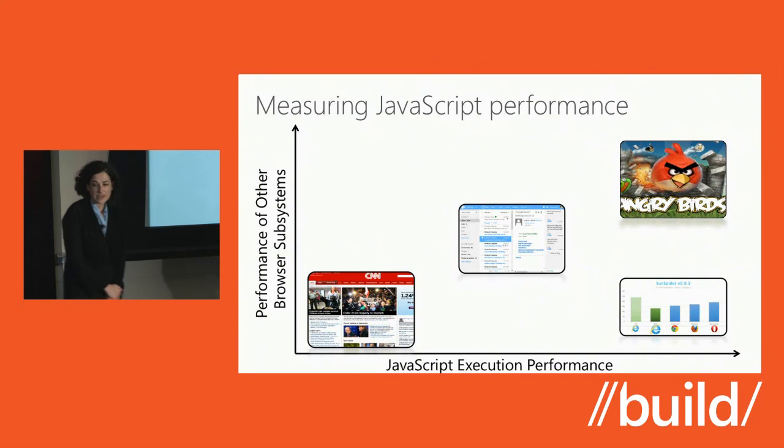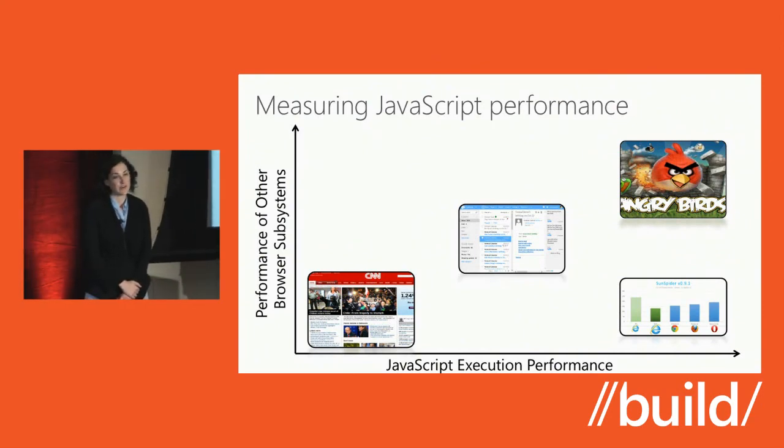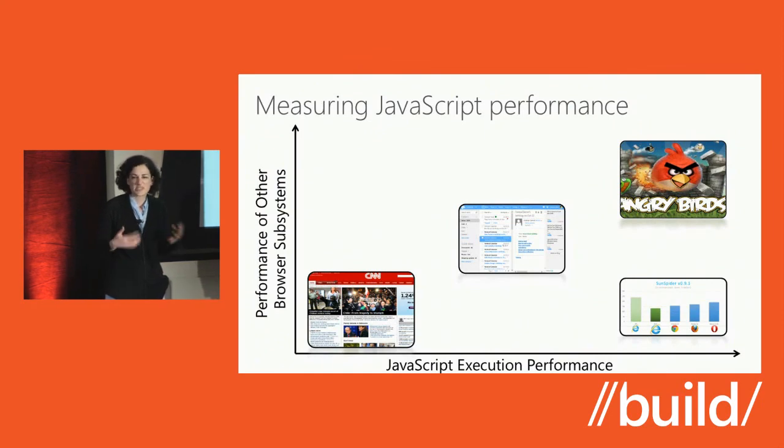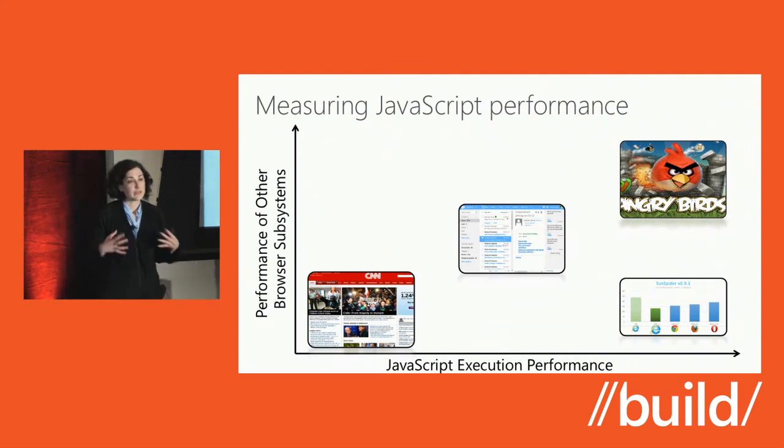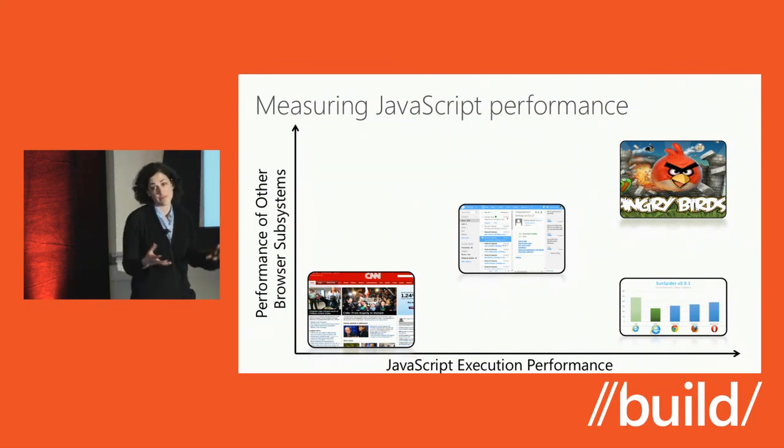And so if we think about, again, CNN or some kind of website that might have static content mostly, but maybe some rich media experiences that are in there, the thing that really matters there is most likely not JavaScript performance. It's mostly the performance of the other browser subsystems, but also just loading and network traffic and that kind of thing. For Outlook.com, it, again, would stress more of the JavaScript engine, but it would also tend to stress other browser subsystems like the DOM and so on.